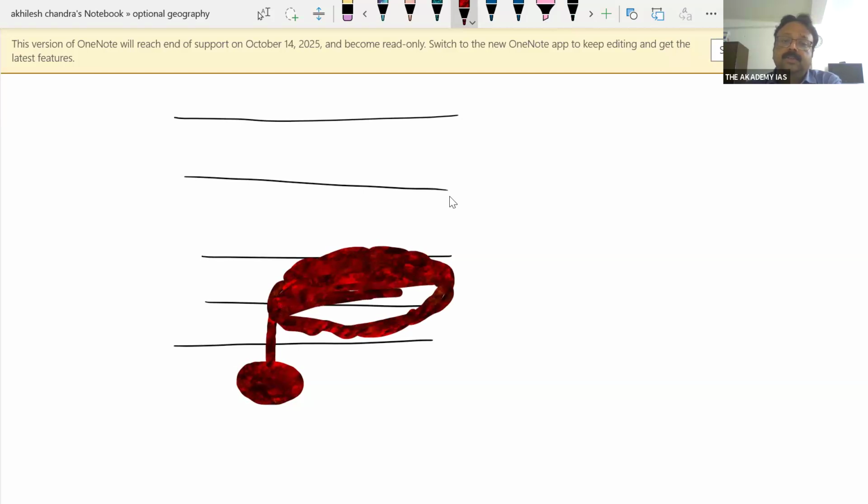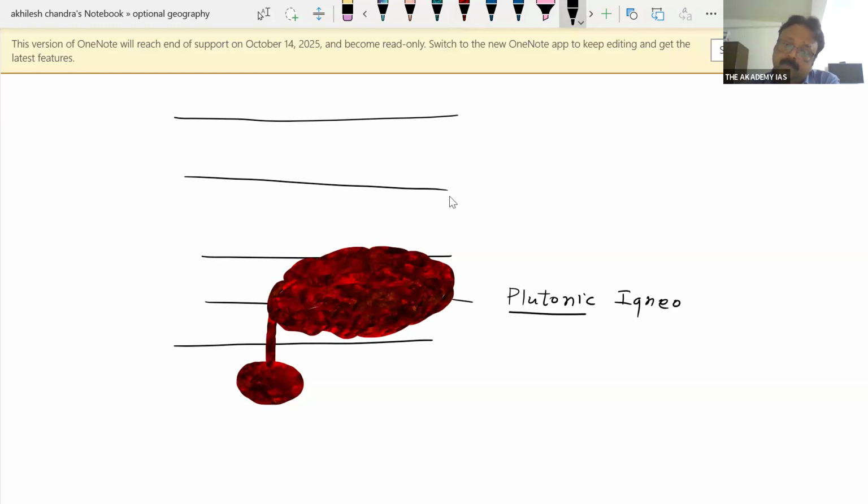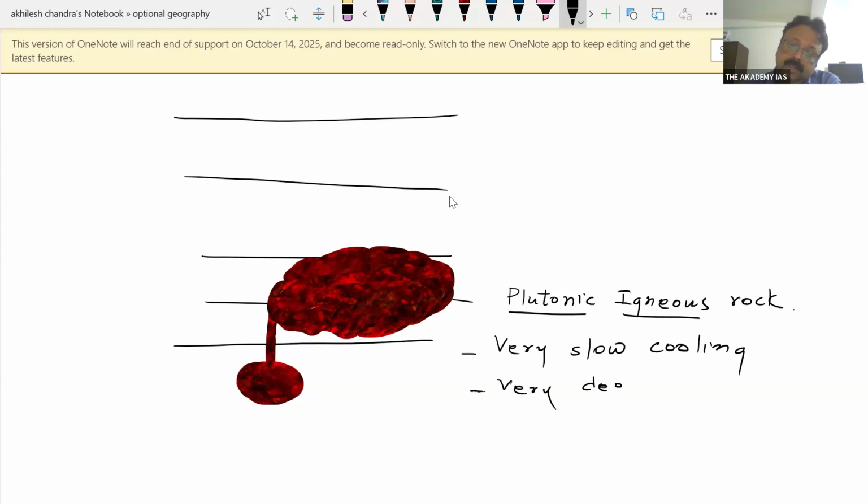And such deep solidifications are called plutonic igneous rock. And you know, there is a very slow cooling. They are very deep inside the earth crust. Okay. Rate of cooling is exceedingly very slow.